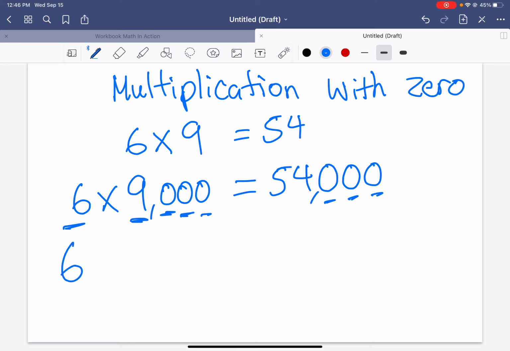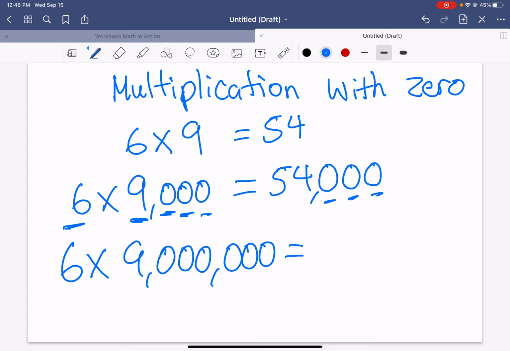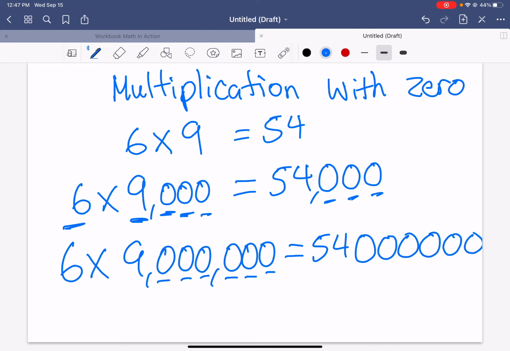So what if I do 6 times 9 million? All right, again, we have 54. We have 1, 2, 3, 4, 5, 6. We're going to add 1, 2, 3, 4, 5, 6 zeros. All right, make sure you add back the zeros, right? So we can cover the zeros and then add them back, right? Same amount of zeros. We can think about the zeros later.